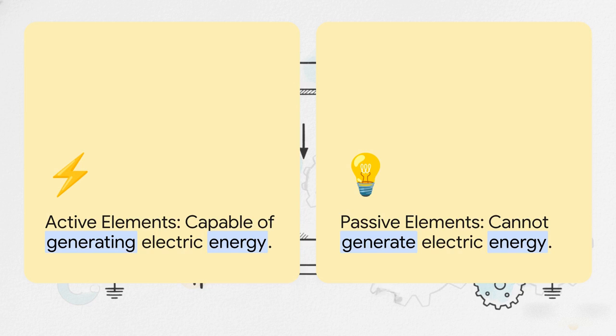And on the other side, you've got your passive elements. These are the takers. They can't create energy on their own. Instead, they absorb it or store it or just get in its way. It's kind of like the difference between a powerful water pump that's pushing water through a system and a really narrow pipe that just restricts the flow.